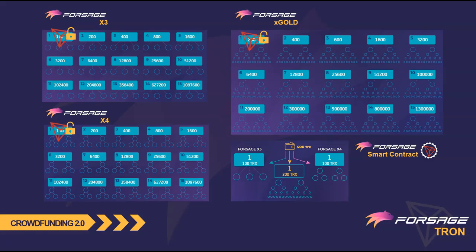Looking at the X3 program, when you receive 2 100 Tron contributions, you can direct those funds towards unlocking the second slot, which now allows you to receive 200 Tron contributions, or twice the amount of Tron as slot 1. The same process occurs in X4. And you can even take funds from one program to unlock the next highest slot in another.